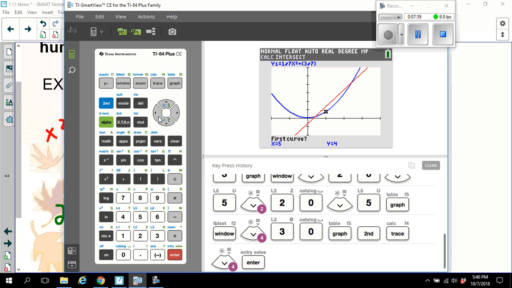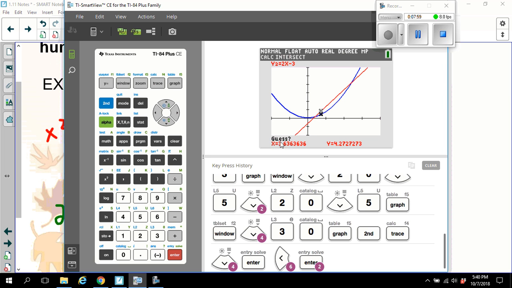Okay, so I'm just going to move my cursor, remember, using the left arrow, so it's just a little bit closer to that intersection point. So I'm going to press enter. Now the second cursor is already on our line, and it looks like it's close enough to our point. So I'm going to press enter again.